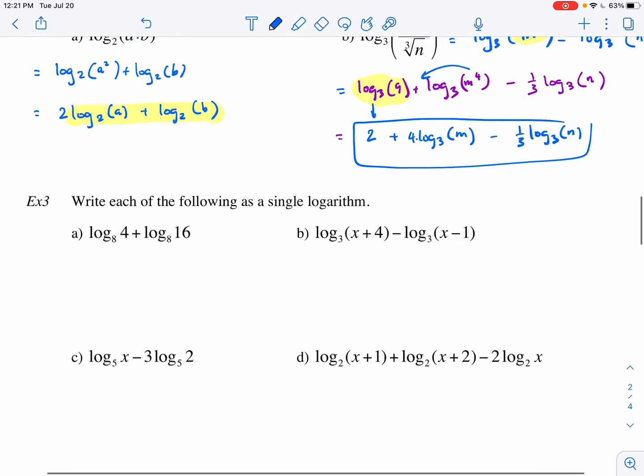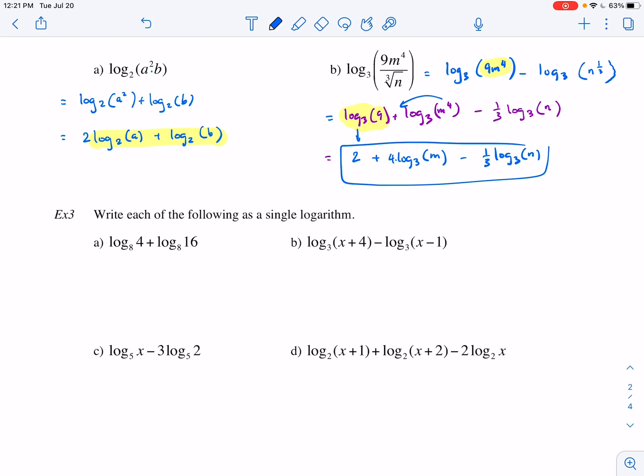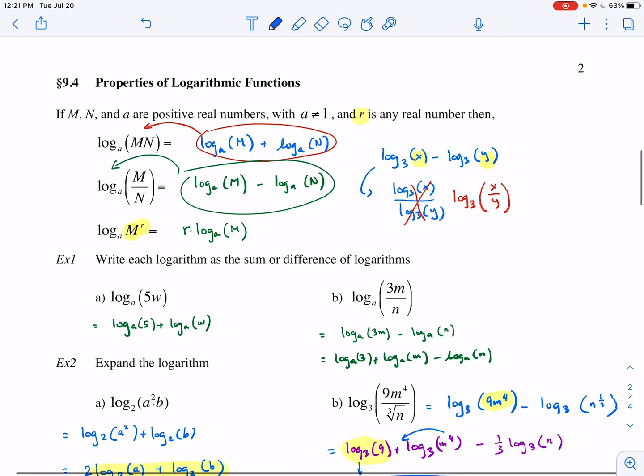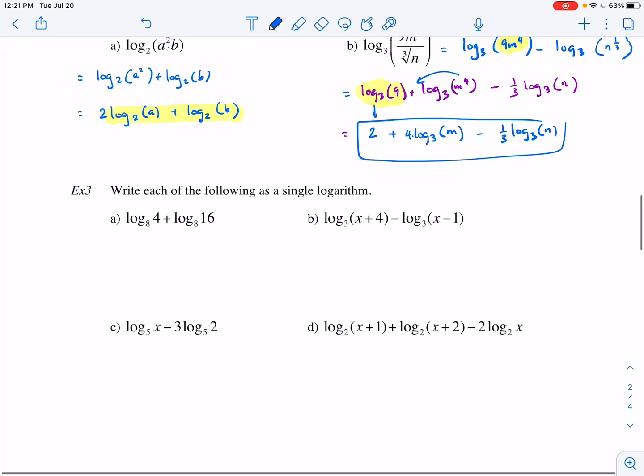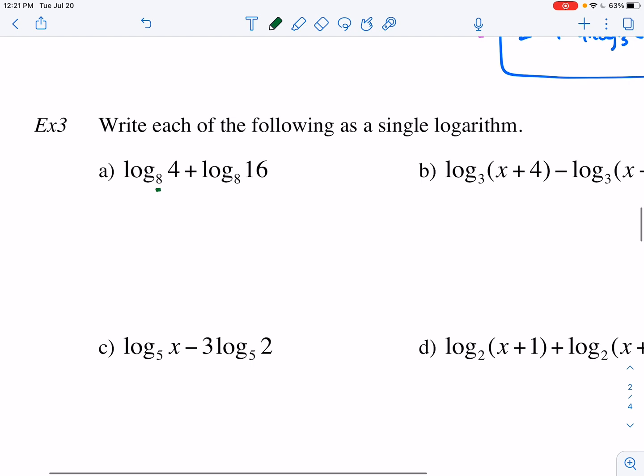Exercise 3 is asking us to go backwards, meaning given the expanded form, can we compress it? Can we condense it to a single log expression using these properties that we just mentioned at the top here? Okay, so let's do A. We need to have the same base before we apply the rule. Both of these log terms have the same base. If we have a sum, then that becomes a product of the arguments, which is the 4 and the 16 here. So we do log base 8 of 4 times 16.